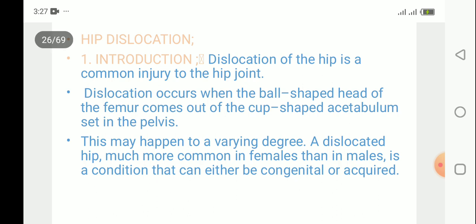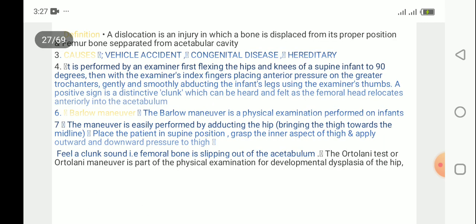This may happen to varying degrees. A dislocated hip is much more common in females than in males, and the condition can be either congenital or acquired. Coming to the definition, it is an injury in which the bone is displaced from its proper position and the femur bone is separated from the acetabular cavity. The causes are usually vehicle accident, congenital disease and heredity.